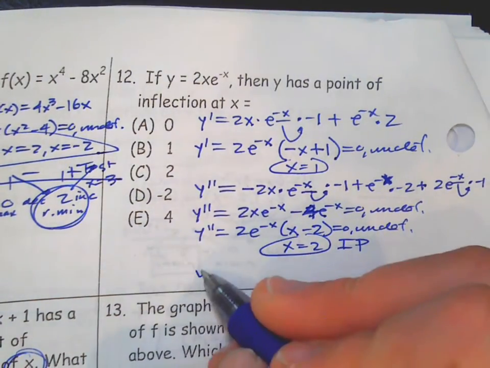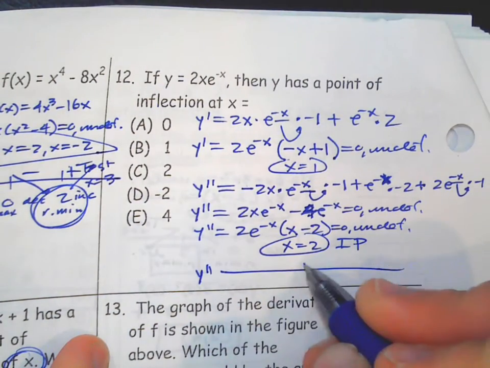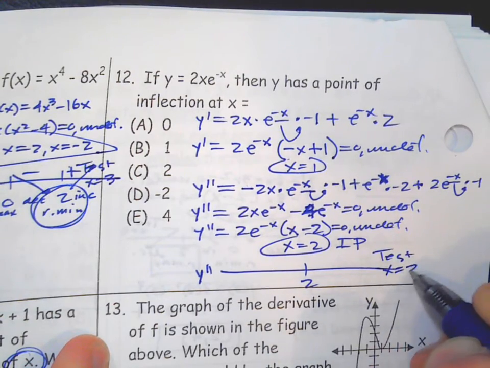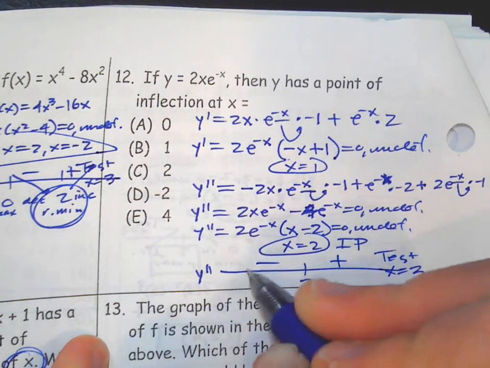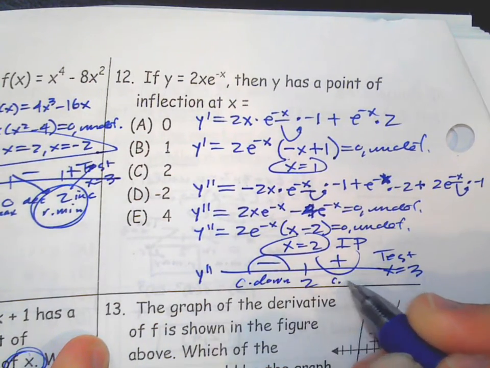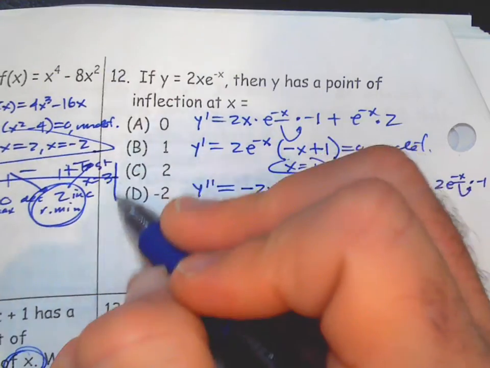I mean, you could do a line check to show where it is: test 3, positive, negative, concave down, concave up. But I don't think you really have to do this. Inflection point at x equals 2.